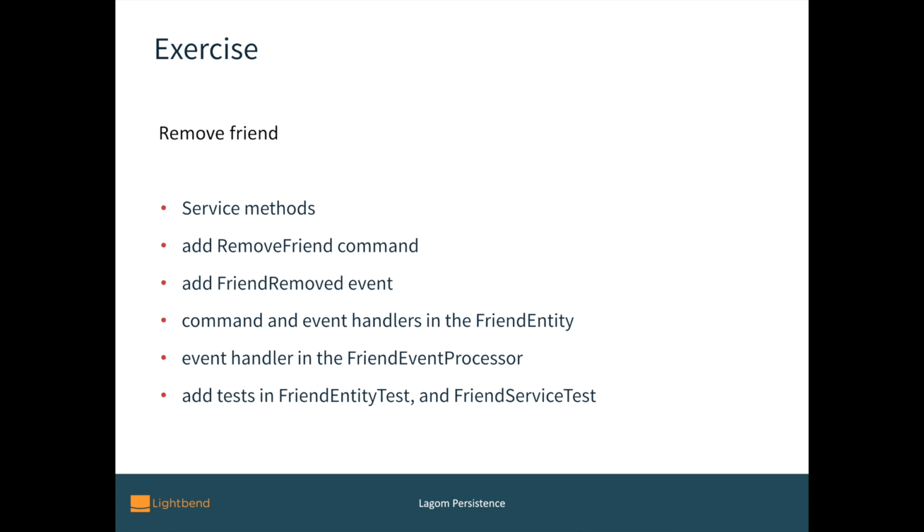Add the service method in the interface and the implementation of the friend service. Add remove friend command and the friend removed event. Define command and event handlers in the friend entity and also event handler in the friend event processor. I've not talked about how to write tests, but Lagom has some great support for that as well. So try to adjust the friend entity test and the friend service test.